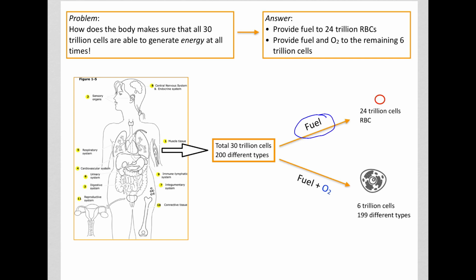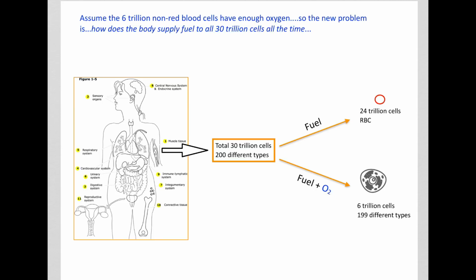We have to provide fuel to the 24 trillion cells all the time, red blood cells, and we have to give fuel and oxygen to the remaining 199 different types, which are about 6 trillion of them. Now let's assume there is enough oxygen for these 6 trillion cells. Remember, oxygen comes through the nose, through the lungs, and then into your bloodstream. So let's assume there is enough oxygen.